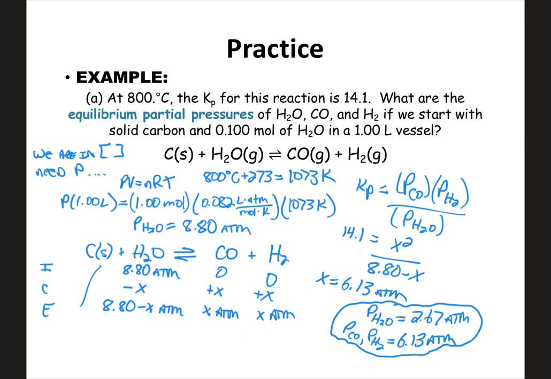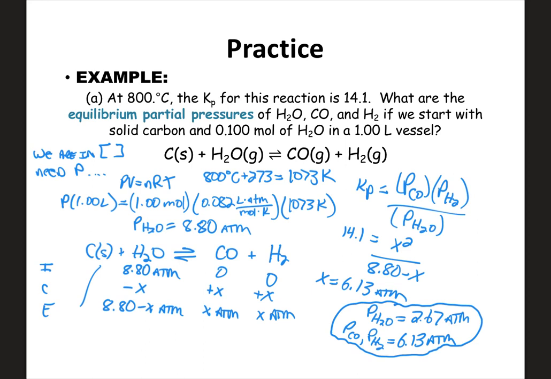So we write our Kp expression. Again, no solids in your Kp expression. Plug in what we know, solve for x. You do have to use the quadratic here. You do get two answers. X being 6.13 atm is the only meaningful answer. So now you go back to your equilibrium values, plug in the value of x, and you find the pressure of water being 2.67 atm and the pressure of CO and H2 both being 6.13 atm.